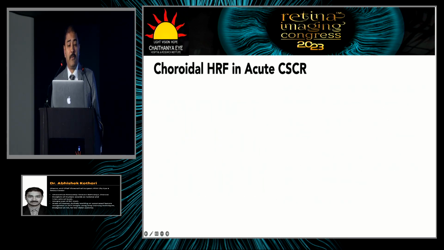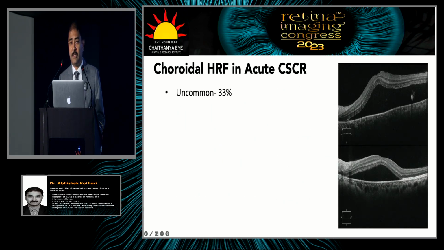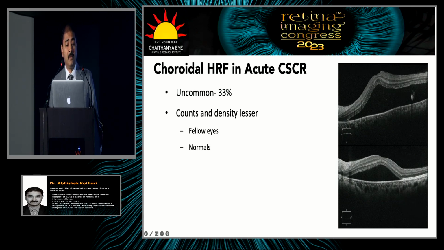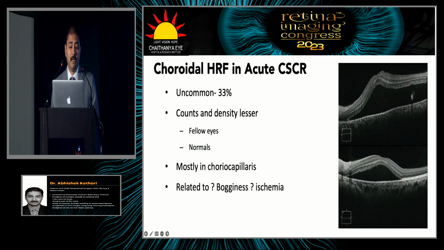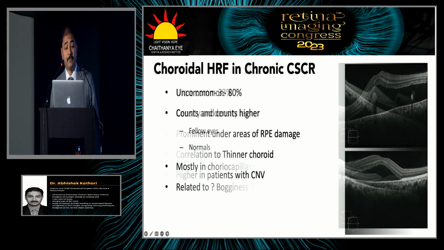Choroidal hyperreflective foci are seen in acute CSCR, but much less commonly than in other conditions, only in about 30 or 33% of cases. The counts and densities are usually lesser compared to the fellow eyes and normals, and mostly they are seen in the choriocapillaris, and they could be related either to bogginess or to ischemia.